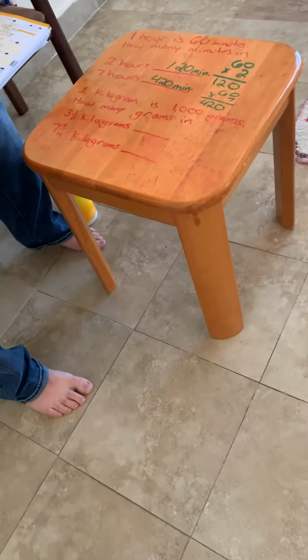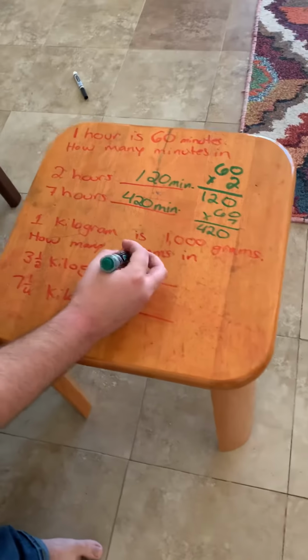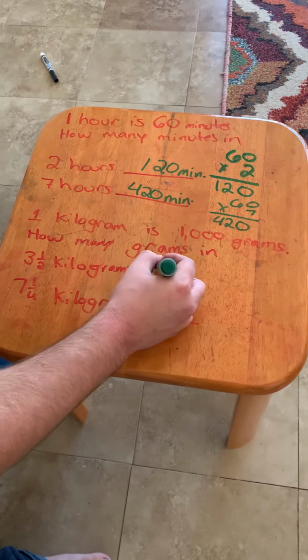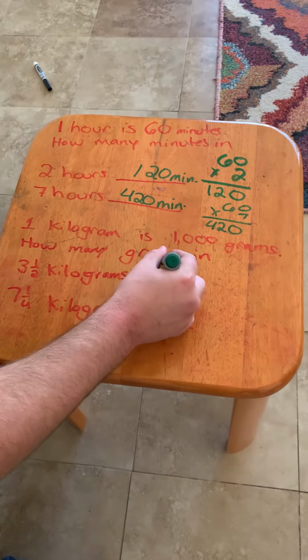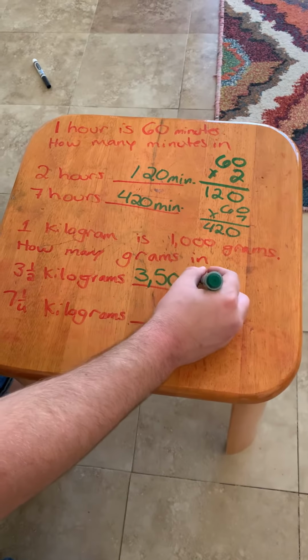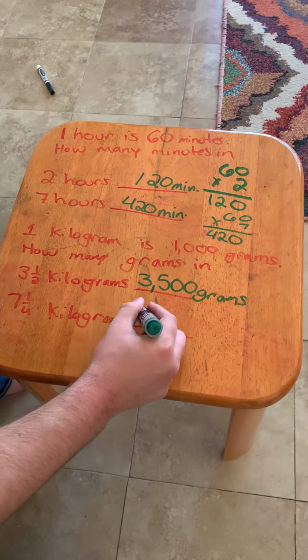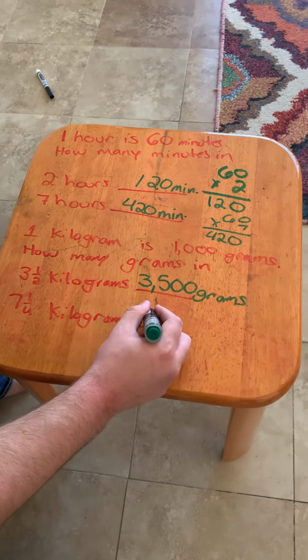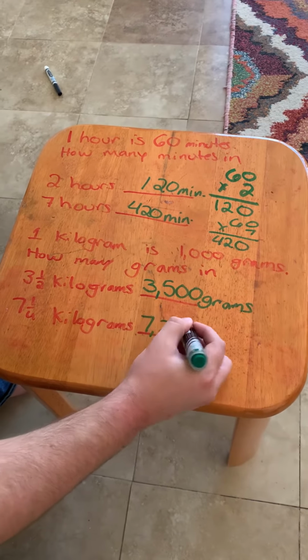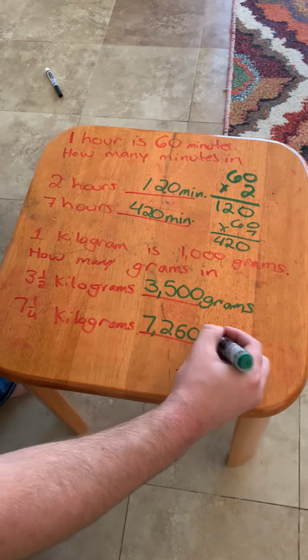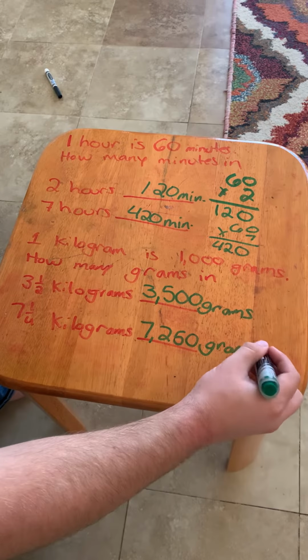Down here, we have 1 kilogram is 1,000 grams. How many grams in 3.5 kilograms? Well, the 3 would be 3,000, and half would be 500. So you should get 3,500 grams. Same thing for this, at 7 1/4 kilograms, it'd be 7,000. Half would be 250, so 7,250 grams.